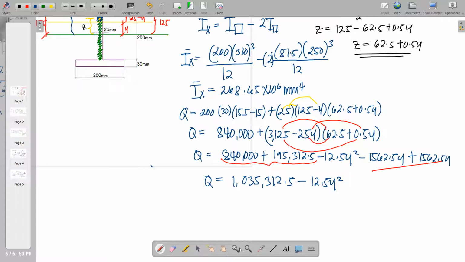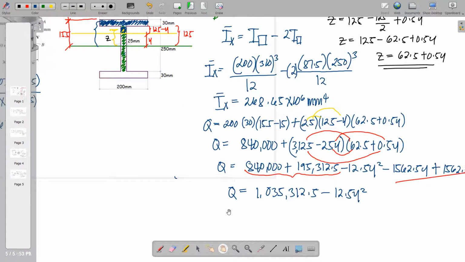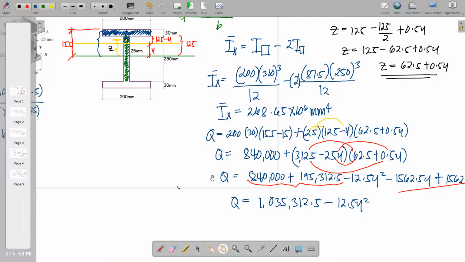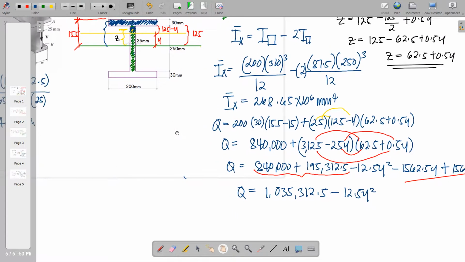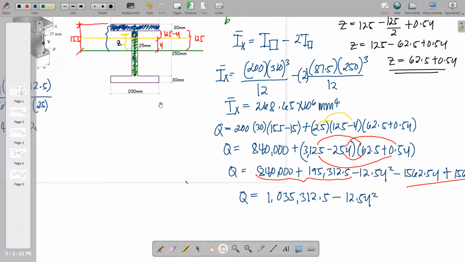So this shall be utilized as our Q in the formula so that we can arrive at the shear force absorbed by the web. Okay, so when we say the web, let me reiterate that you have set your y within the web from the neutral axis. And then from that, we can now utilize the formula tau is equal to VQ over IB.